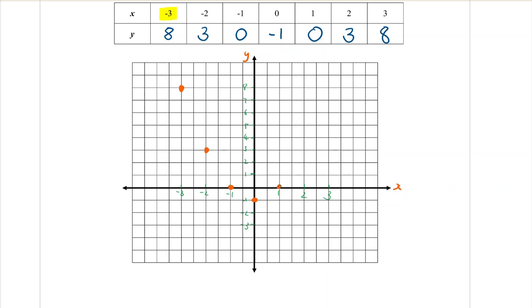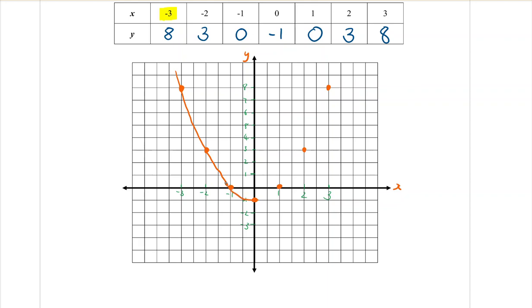1, 0, put a dot, and you can see that it's kind of turned around. We're going in a different direction now. 2 goes up to 3, and the last one was 3 up to 8. So this is not meant to be a straight line, it is a curve. So you don't use a ruler to join these up. You have to, with freehand, join those dots with a lovely curve.